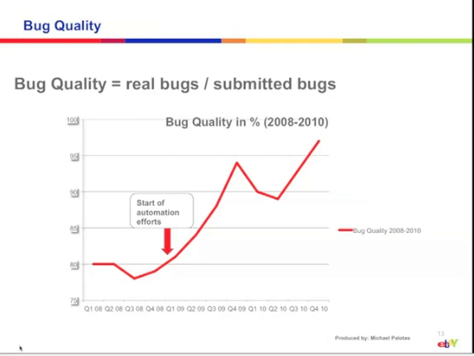And again, what you see is when we started our test automation efforts, we were at about 80% bug quality, which can be good, can be bad. I talked to somebody yesterday who said sometimes they have 50% bug quality. So 80% in that respect is great. Others may have different numbers.